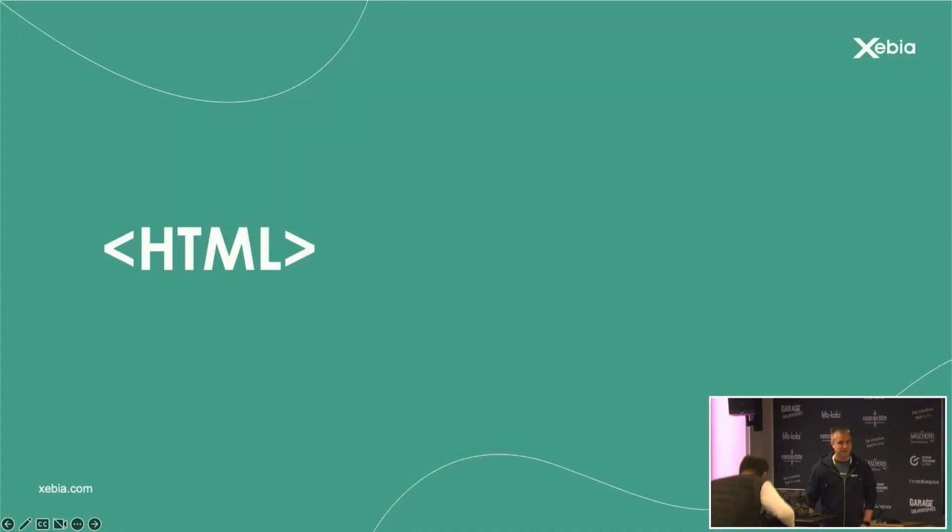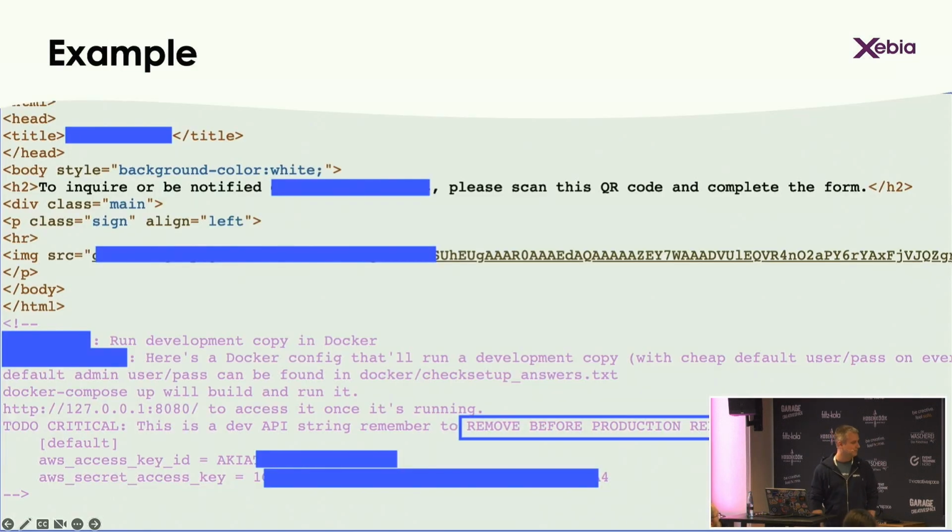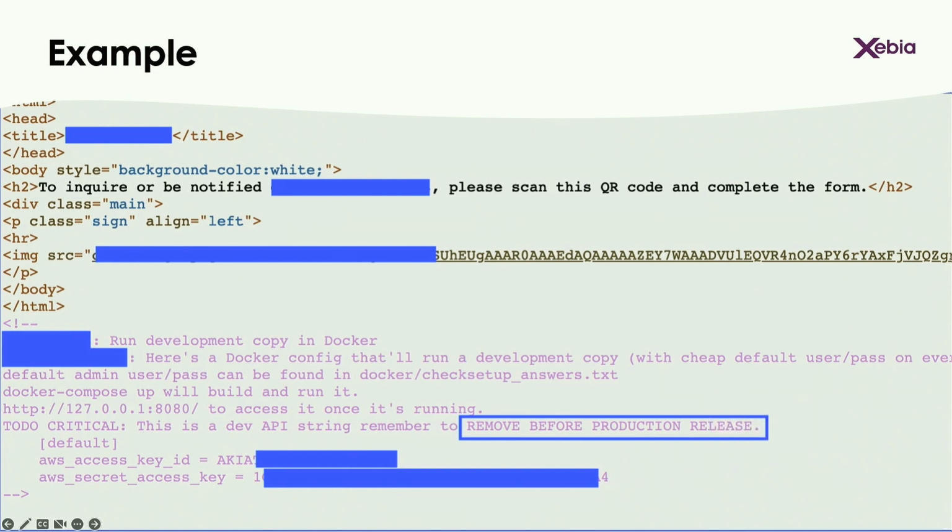First scenario is very, very simple, HTML. And this is funny, but you can find many different sensitive information just in HTML code. What to do? Just view the source code, and you can find, for example, some comments left by developers for another team who is running the app. And in the comment, you can see configuration for AWS access.